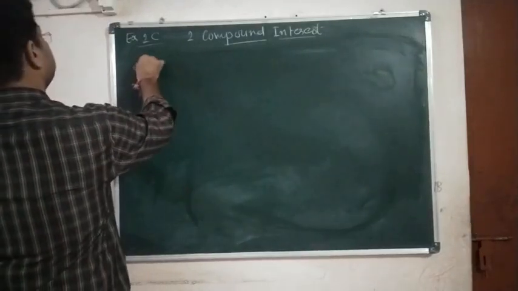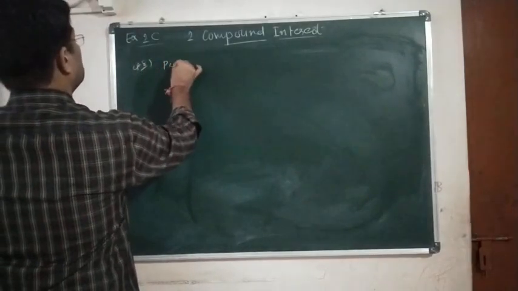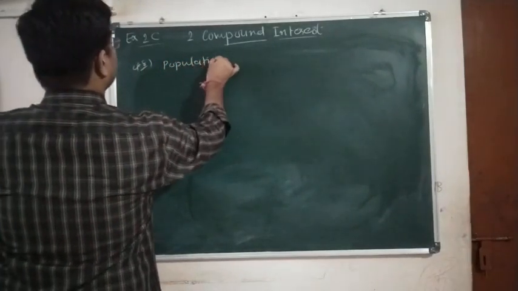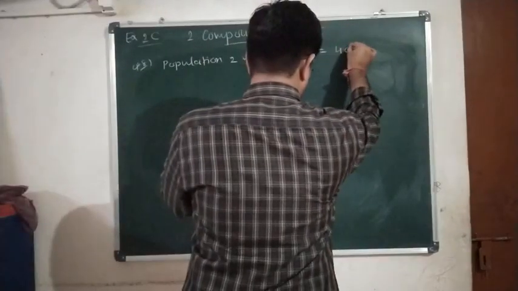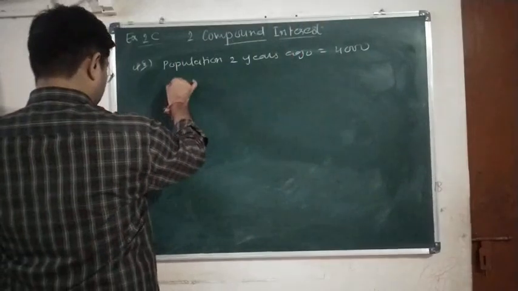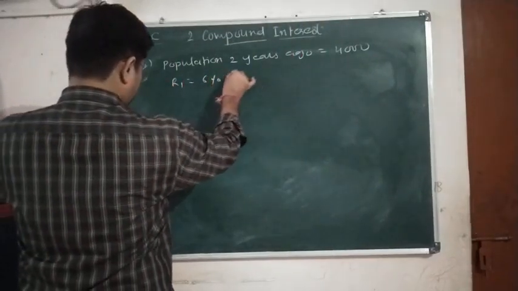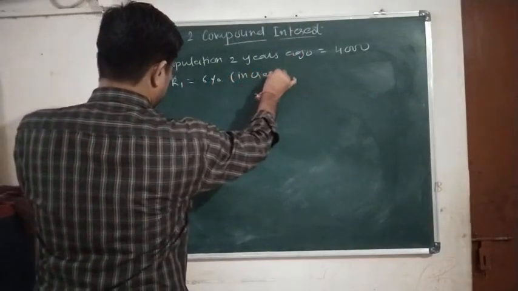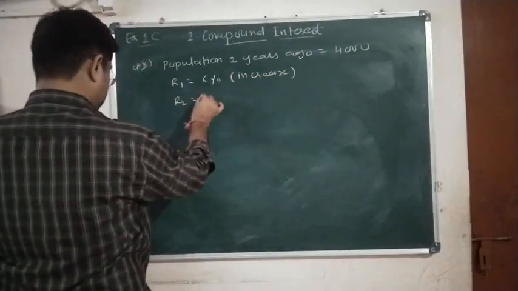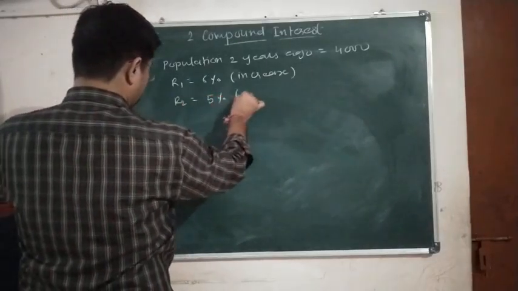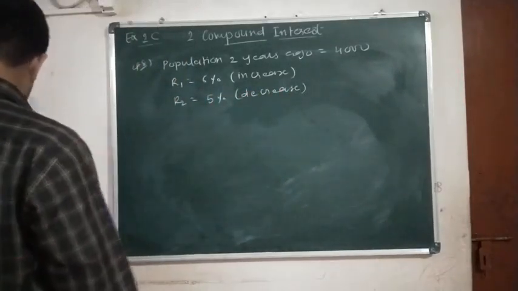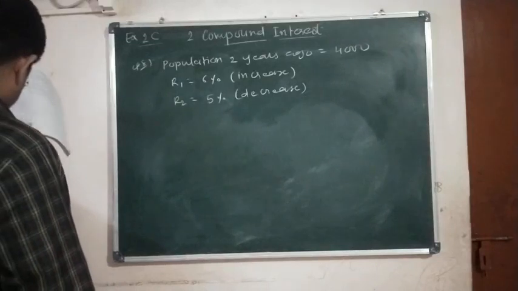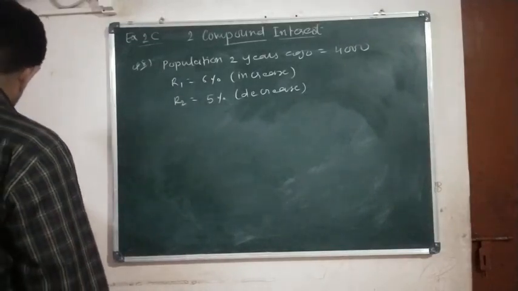Okay, so question number 8. Population 2 years ago was 4,000. In the first year there was a 6% increase, and in the next year there was a 5% decrease. Let us once again check whether the rates are written correctly or not. Yes, 6% and 5%. Okay, done.